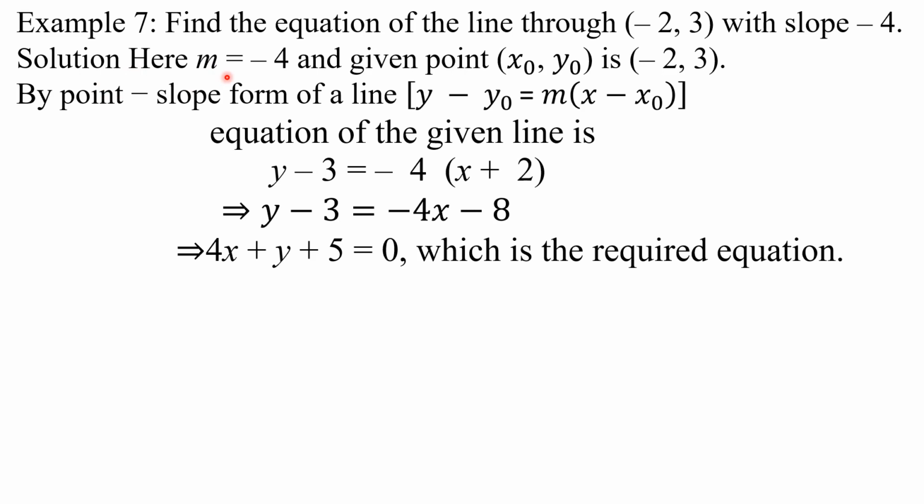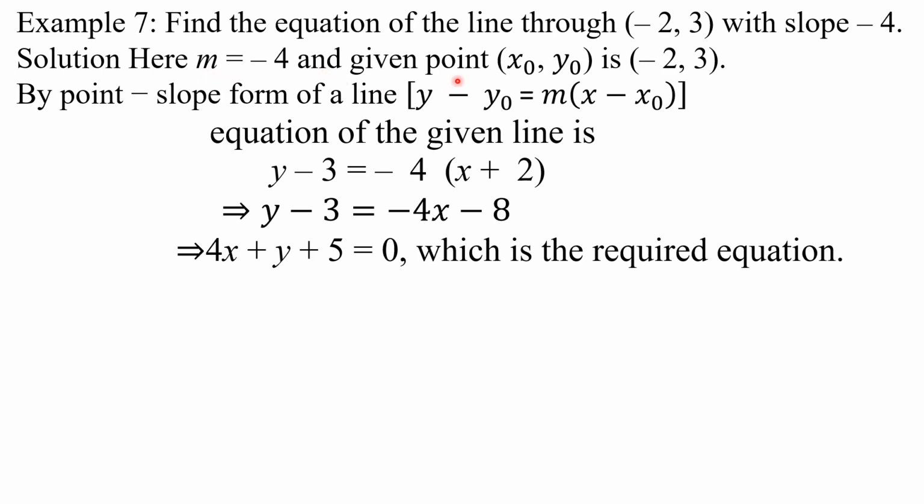Here m is equal to minus 4. What does the letter m denote? Yes, slope of the line. At the beginning of this chapter, I told you, throughout this chapter, we write a small letter m to denote the slope of a line. Okay, my children? So m is equal to minus 4. Understood this point, my children?